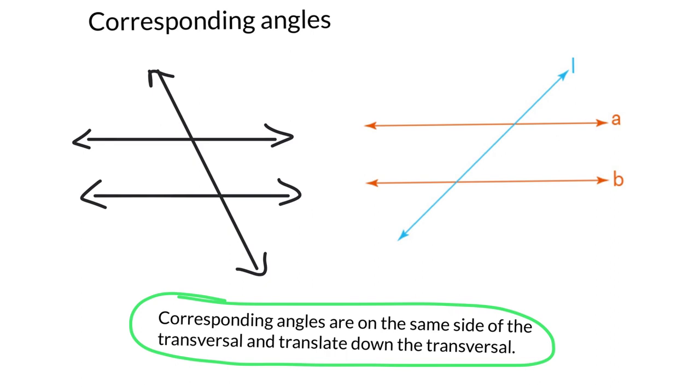Corresponding angles. Corresponding angles are congruent, and they're on the same side of a transversal. What happens is they slide down the transversal, they translate, and they're congruent. They'll fit right on top of each other. So what am I talking about here? So first of all, let's highlight, this is the transversal. They have to be on the same side of that transversal.